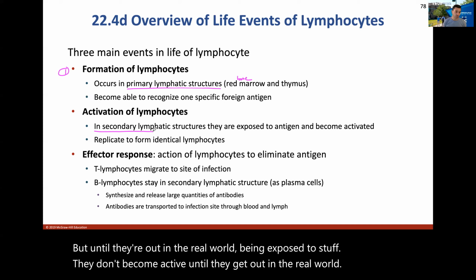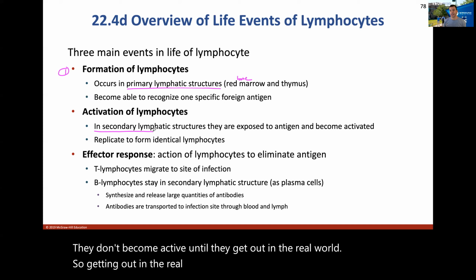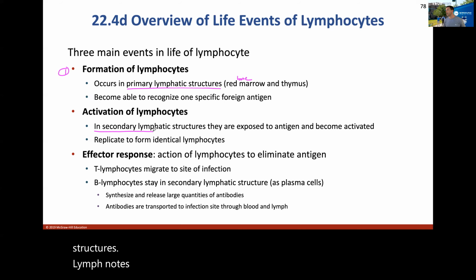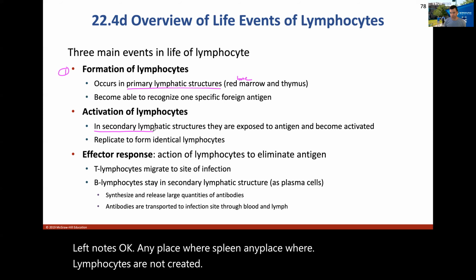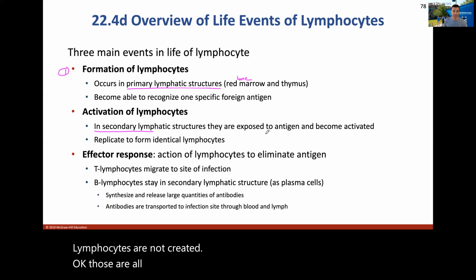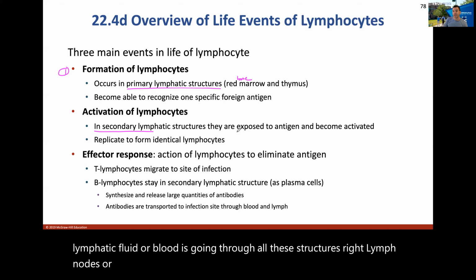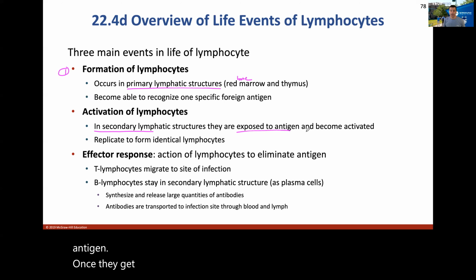So getting out in the real world is occurring in our secondary lymphatic structures, lymph nodes, okay? Any place, the spleen, any place where the lymphocytes are not created, those are all secondary sites. What happens there? Fluid, lymphatic fluid or blood, is going through all these structures, right? Lymph nodes or spleen respectively. That's where they get exposed to the antigen. Once they get exposed to the antigen, then they really become activated, okay?